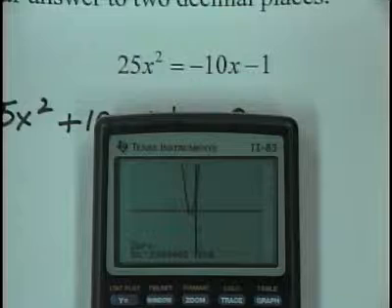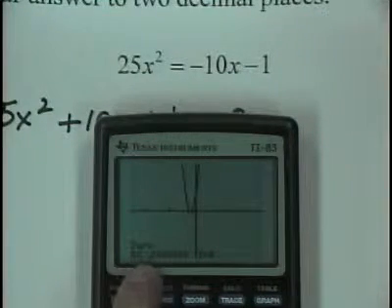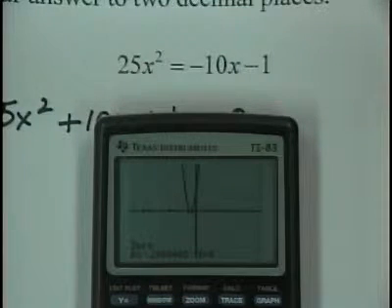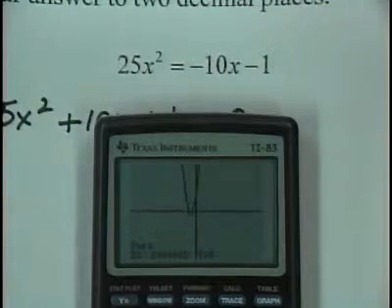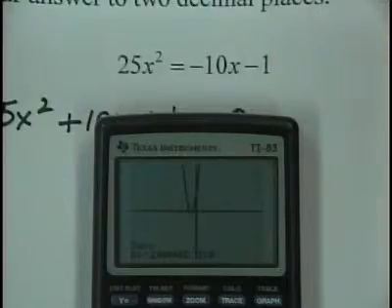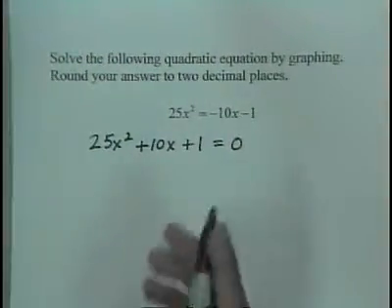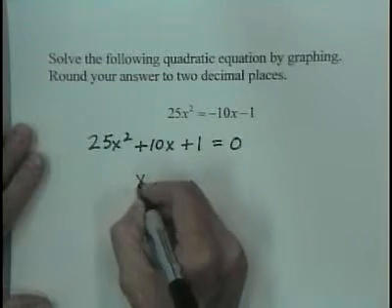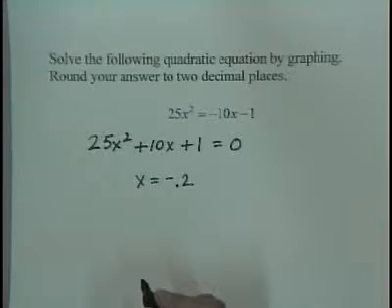And it tells me that the 0 is, for all practical purposes, x equal negative 0.20000. There are no other zeros. This happens to be a quadratic equation that has exactly one solution. So let's write that answer down. The solution to the equation is x equal negative 0.2.